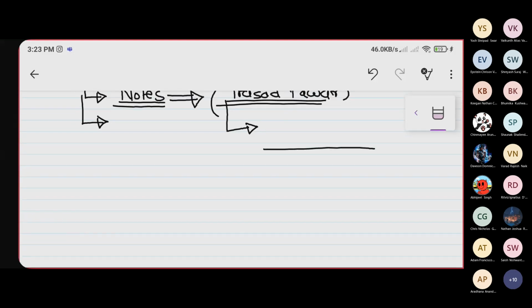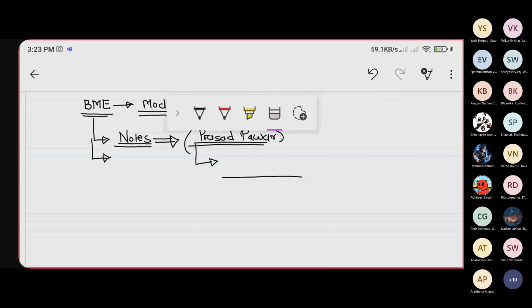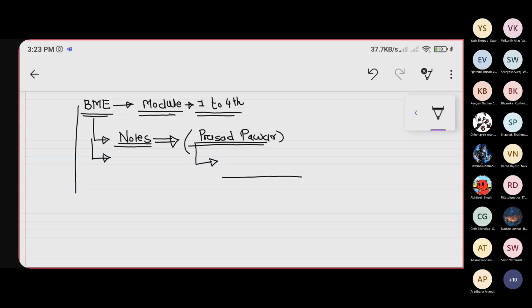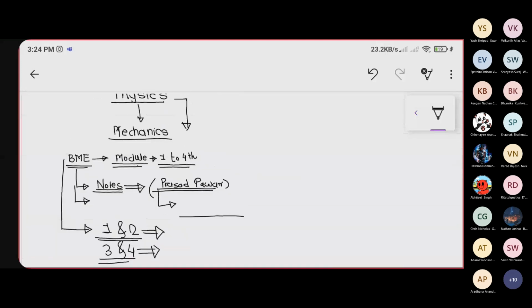The first two modules, first and second, I will take, and the third and fourth modules will be taken by another professor with expertise in manufacturing and thermodynamics. So first we'll complete the first and second modules, and then we'll go to the third and fourth modules that will be taken by another professor. That is all about the syllabus.